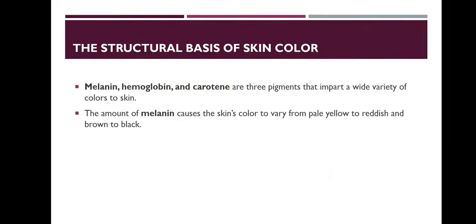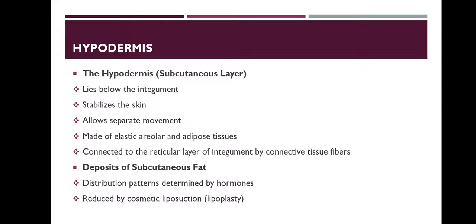Next, the structural basis of skin color. As we all know, melanin, hemoglobin, and carotene are the three pigments that impart a wide variety of colors to skin. The amount of melanin causes our skin color to vary from pale yellow to reddish and brown to black. The most important pigment for skin coloration is melanin.